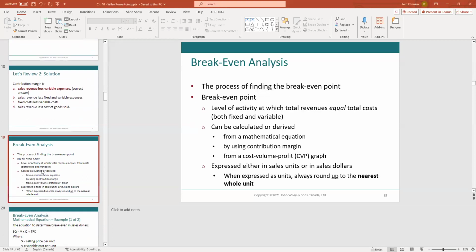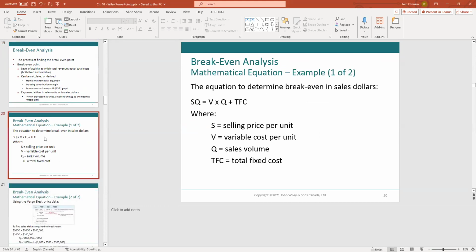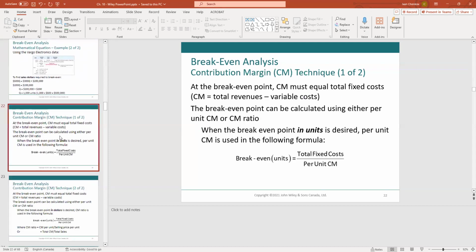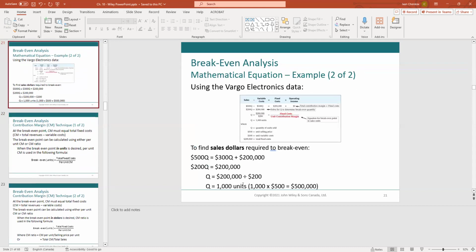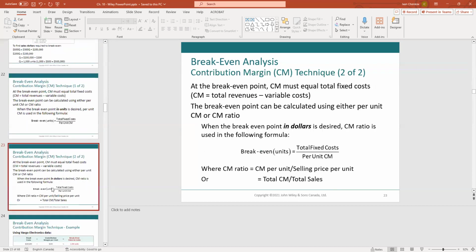Break-even analysis is the process of finding the break-even point, at which point we are generating enough contribution margin to cover our fixed cost. We can express it with a mathematical equation, where the selling price per unit is equal to the variable cost per unit plus the total fixed cost. Once we solve the formula, we see that the break-even is 1,000 units. Once we sell 1,000 units, fixed cost divided by unit contribution margin, we're at break-even.